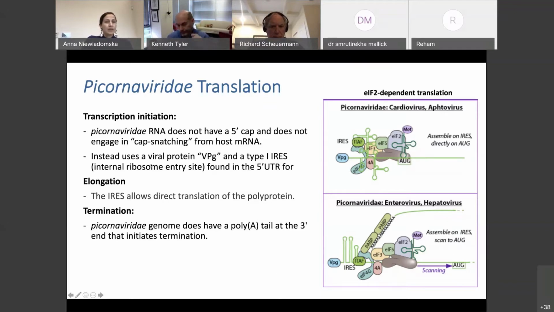So after that, once the translation machinery finds the start site on the viral genome, this goes on, translates the entire polyprotein until it finds the poly A tail at the 3' end that initiates termination.